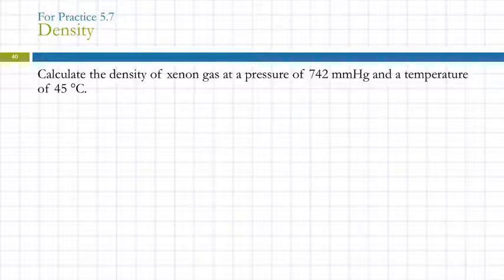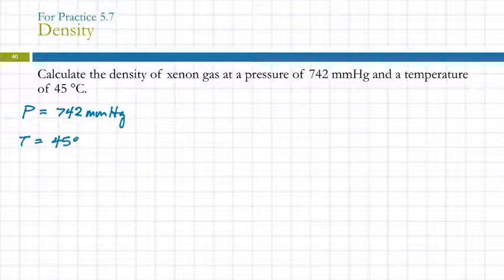Calculate the density of xenon gas at a pressure of 742 millimeters of mercury and a temperature of 45 degrees Celsius. So I'm going to collect my numbers, because that's always a good idea. Pressure equals 742 millimeters of mercury. Temperature is 45 degrees Celsius. And I have my suspicions that I'm going to have to change some units, but let's make sure.